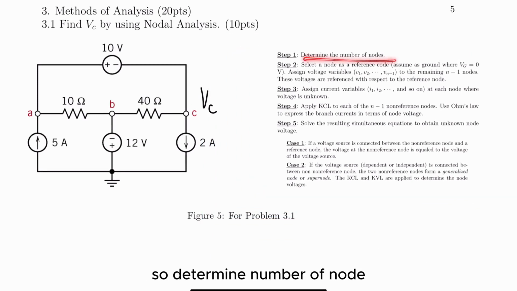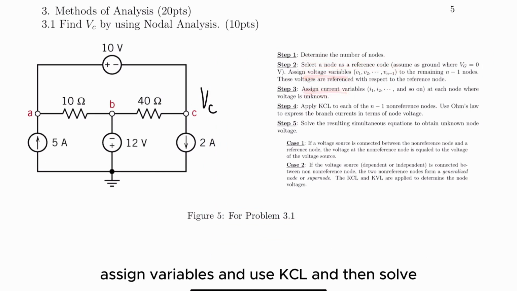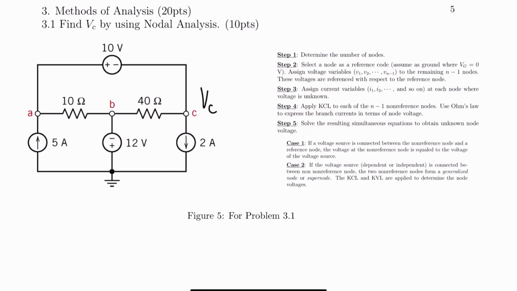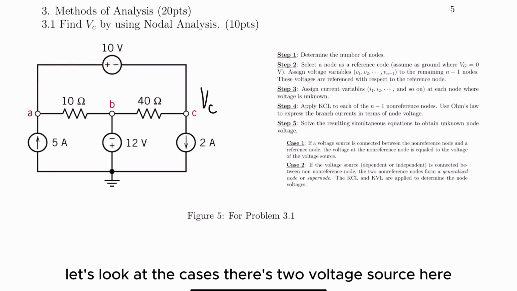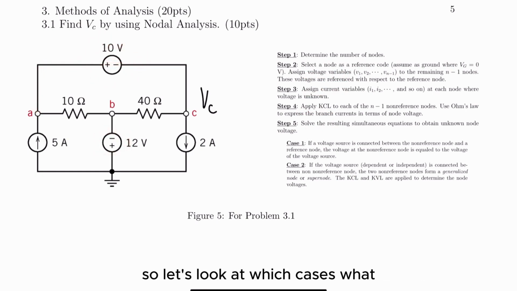So determine number of nodes, select reference node, assign variables, and use KCL, and then solve. So let's look first. Since this has voltage sources, let's look at the cases. There's two voltage sources here, so let's look at which case is what.